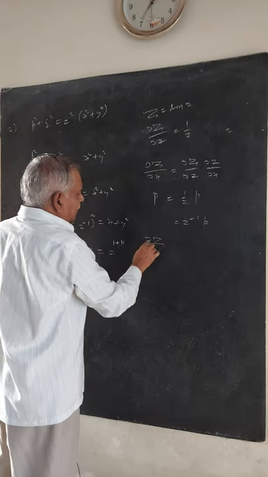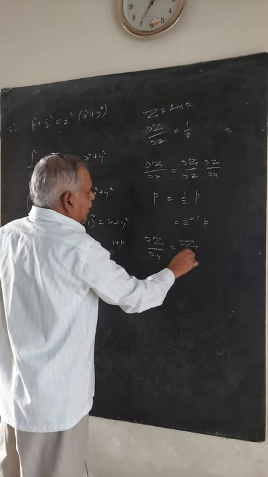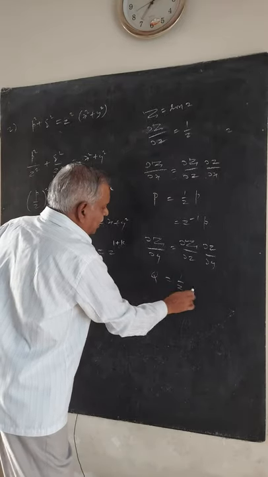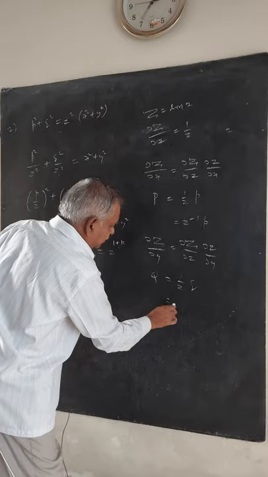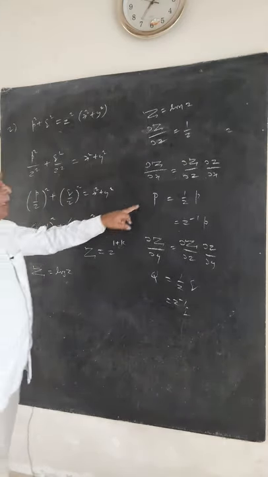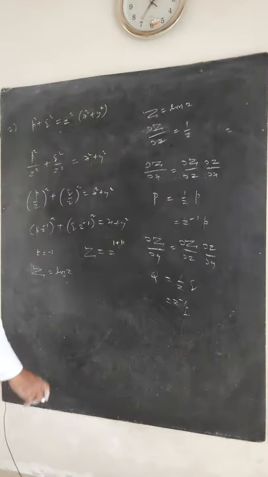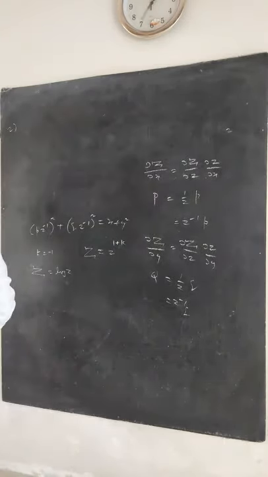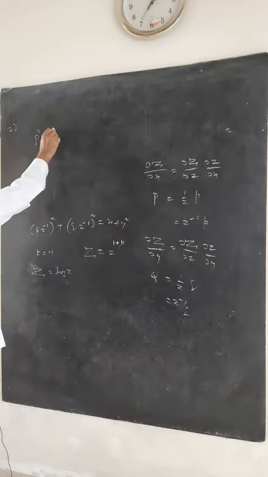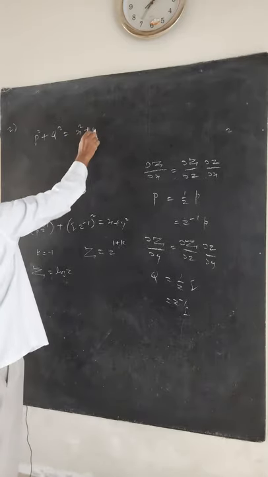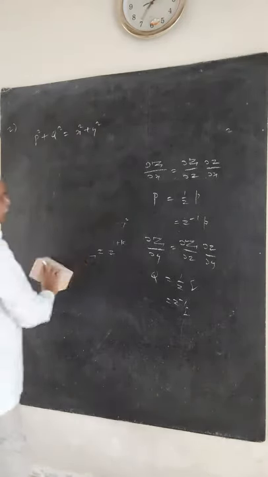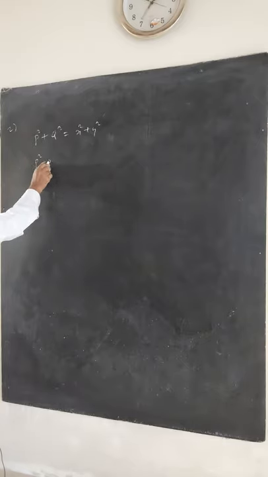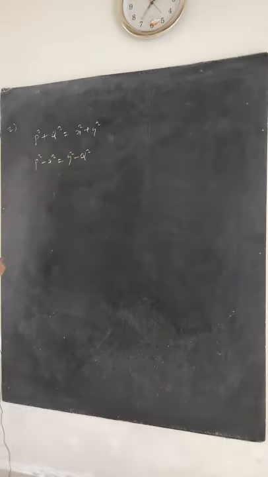Similarly, dou capital Z by dou Y, dou capital Z by dou Z by dou small y, which is capital Q, which is 1 by Z, which is small q, Z power minus 1, q. Applying this capital P, capital Q in this, we will get the standard form 3. Capital P square, capital Q square equal to X square plus Y square.